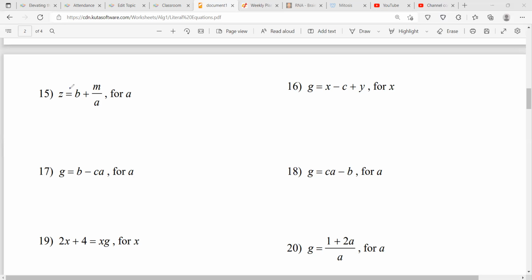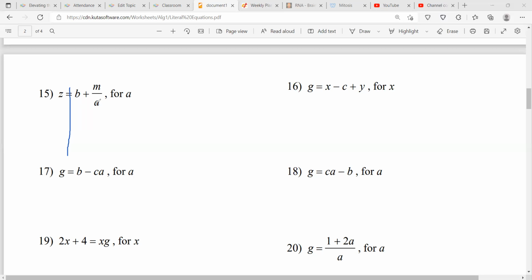In number 15, we're trying to solve for a. Right now it's in the denominator, and we really don't want it down there. Remember, we solve these in reverse order of operations. Another way to think of it is that the things furthest away from the variable are what we get rid of first.